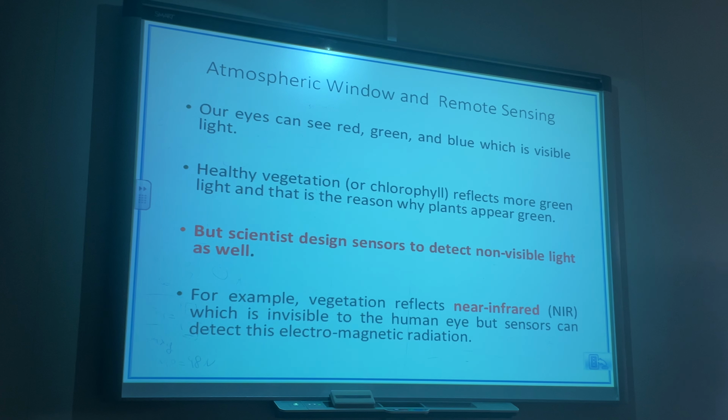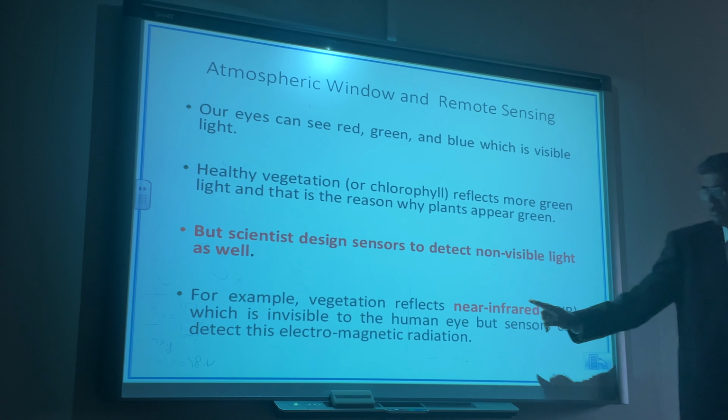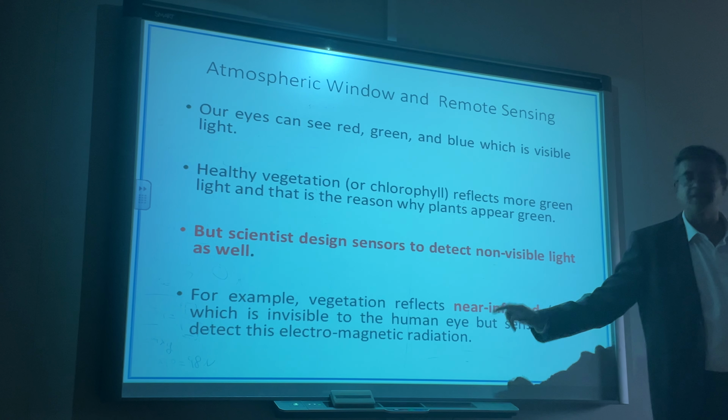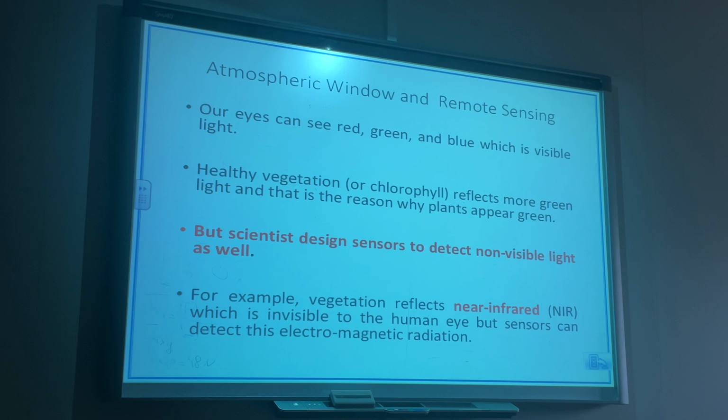Okay, so scientists can design sensors to detect non-visible light as well. For example, vegetation reflects near infrared, which is invisible to the human eye, but a sensor can detect this electromagnetic radiation. In fact, vegetation reflects more near infrared radiation as compared to the green part of the electromagnetic spectrum. So if you have an image of vegetation in the near infrared, it will appear much brighter as compared to an image in the red or green or blue region. Okay?